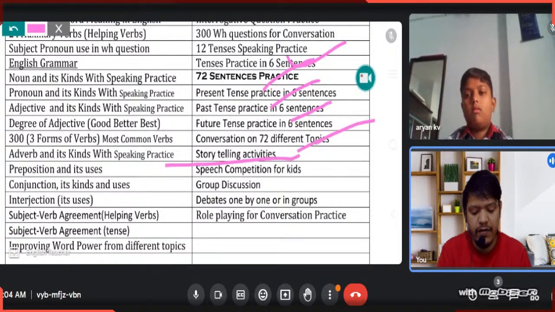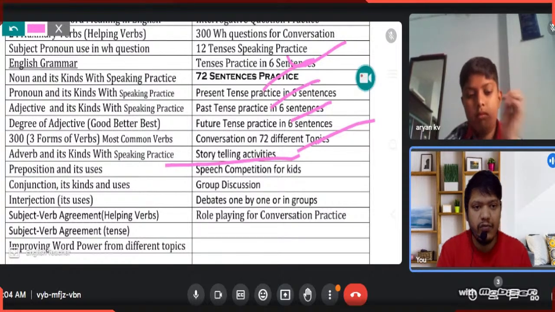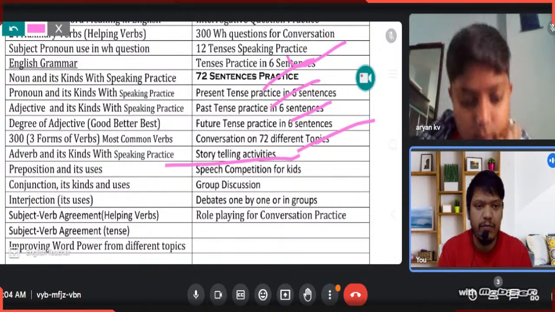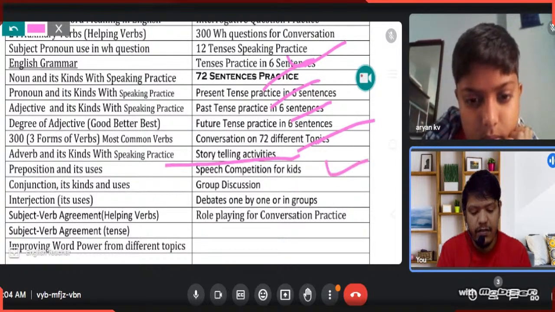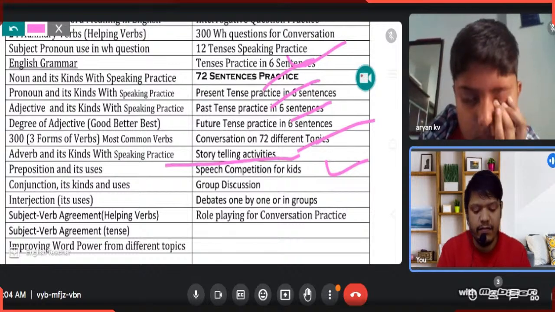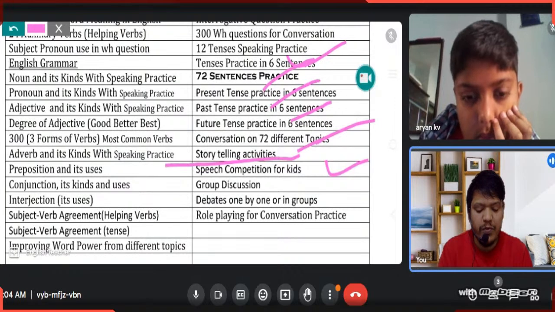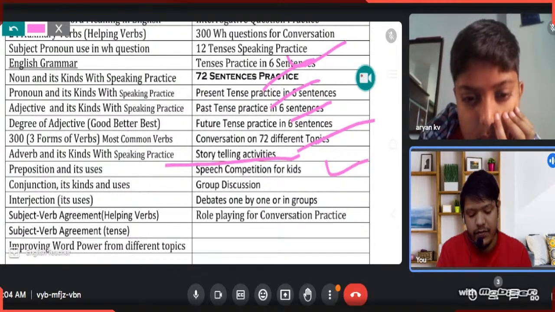Storytelling activity is very important, making kids speak a story, helping them remember or learn a story in English language, and then after that speaking it out. Speech competition for kids, making kids give a speech on various topics, giving them the opportunity to speak out something in English language, a small speech. They learn English from others also while listening. Group discussions, debate, one by one or in the group.